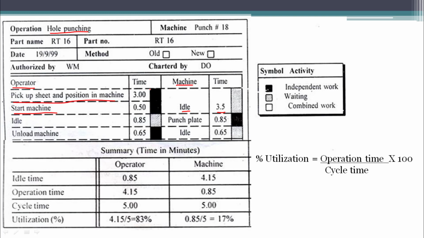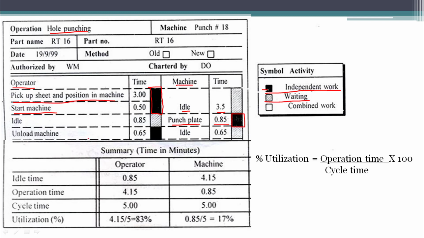Activities done by the worker are recorded as independent activities because there are no activities done by the machine at this time. The idleness of the machine is indicated by this hash box. After starting, the machine will punch the plate, and it will take 0.85 minutes. It is an independent activity done only by the machine. It is denoted as a dark box.